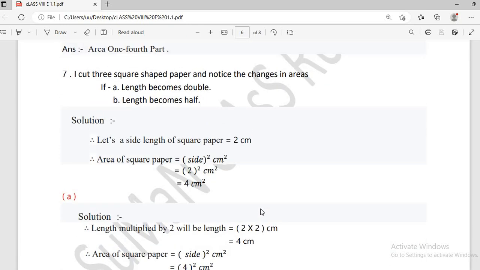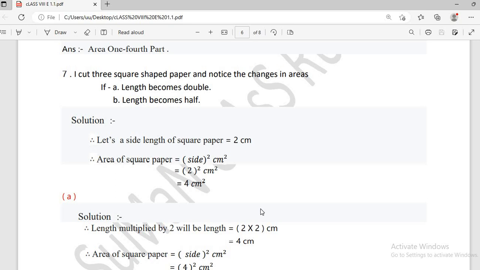বলেছে I can their square shape paper and notes the change in area if a length become double, length becomes half। The solution: let's a side length of the square paper 2 semi। এটা আমরা যে কোনো একটা মান ধরে 2 3 4 যে যেরকম ভাবে ধরে নিতে পারি। তাহলে লিখলাম let's the side of length of square paper is equal to 2 semi. The area of square paper, the side square is equal to 2 square is equal to 4 semi square.